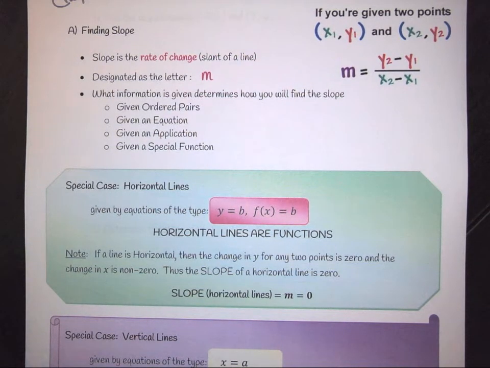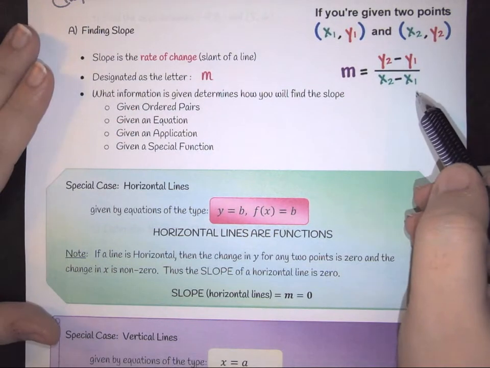Okay, here we're going to start getting into forms of linear equations, and in order to do that we have to start at the basics, which is your slope. The slope is a rate of change. It's the slant of your line. It's what makes your rise over run. Okay? We have a very important formula for that, and that's right here.